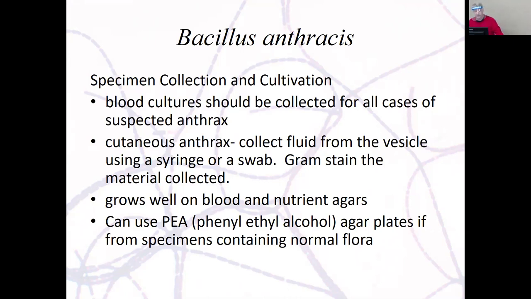For cutaneous anthrax, collect fluid from the vesicle using a syringe. It grows well on blood agar and nutrient agars. We can use PEA agar plates for specimens containing normal flora. PEA allows gram-positives to grow and keeps the other stuff down, so we can definitely use that as a selective medium.